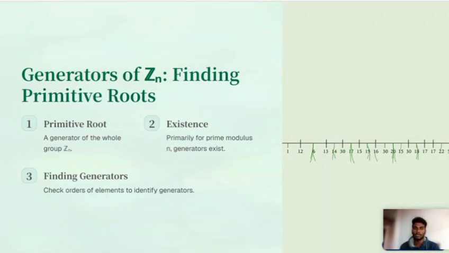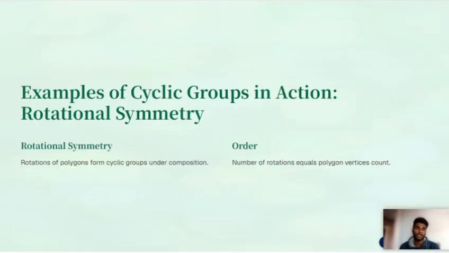This is all about the generators of Zn and finding the primitive roots. Next, examples of cyclic groups in action: rotational symmetry and order. In rotational symmetry, rotations of polygons form cyclic groups under composition. In order, the number of rotations equals the number of polygon vertices. These are examples of cyclic groups in action.